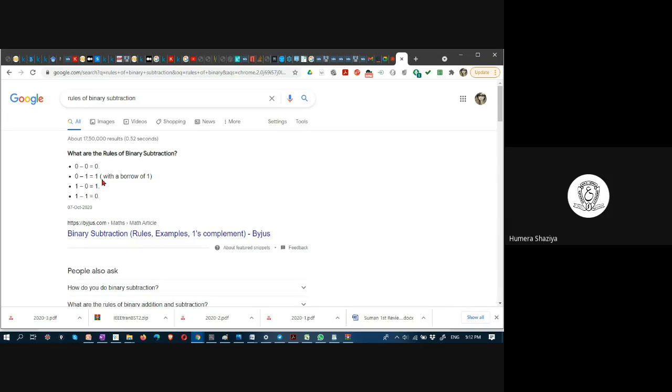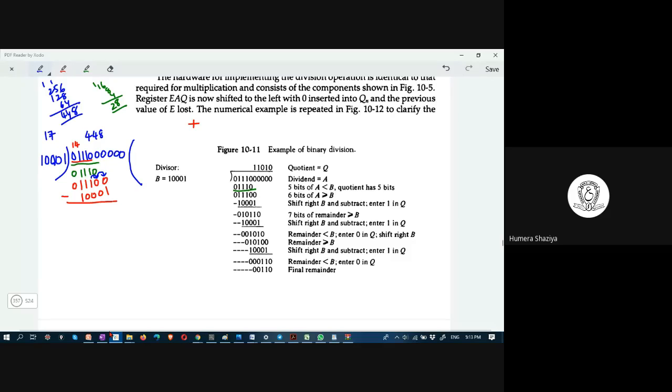All right, students. Here, this would be 1. This would also be 1. This would be 0. This would be 1 and this would be 0. Now we got this partial remainder. This is a partial remainder, not the final one.